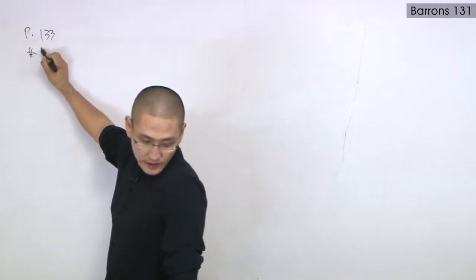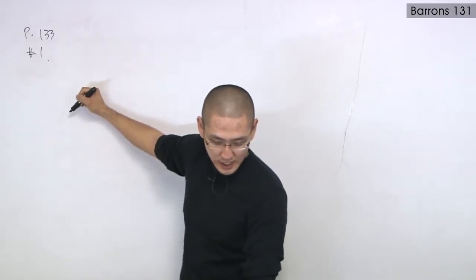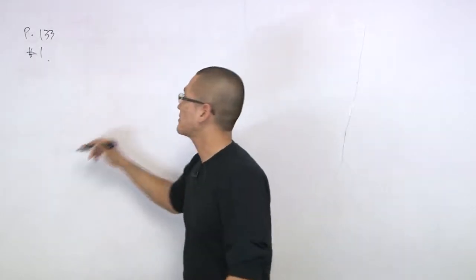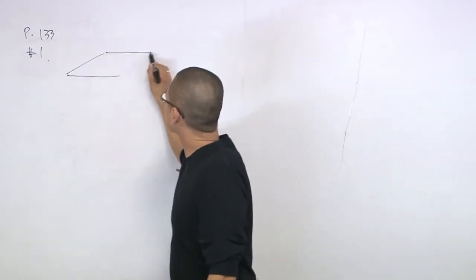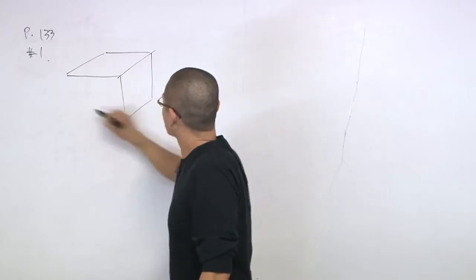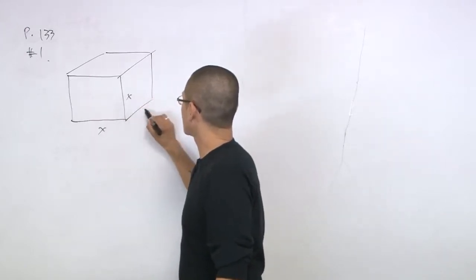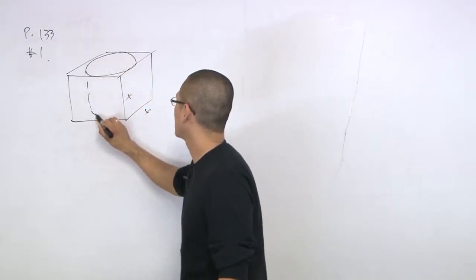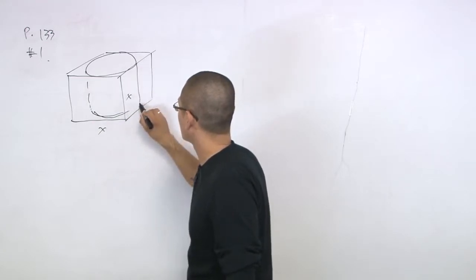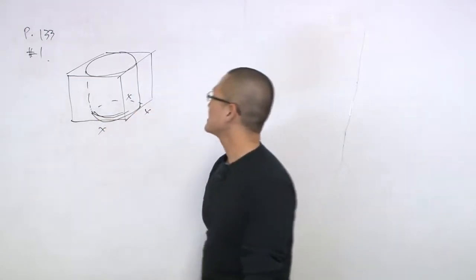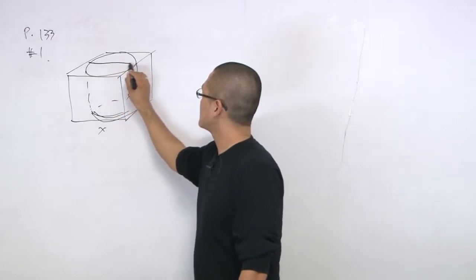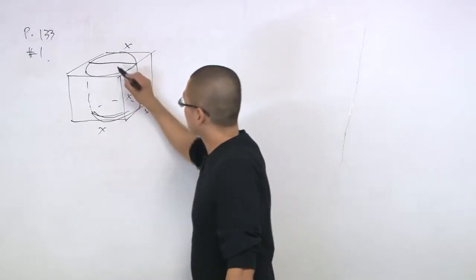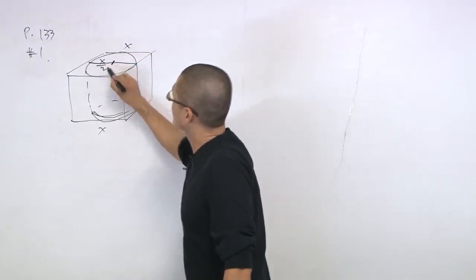Number 1, we're talking about three-dimensional geometry. Okay, so we have a right circular cylinder inscribed in a cube. Cube is all three sides are the same. So we have this kind of picture. Everything is x here: x, x, x. And we have a cylinder that is inscribed that way, with the bottom attached to it as well. Okay, something like that, right? So we realize that the diameter is the same as this side, x, which makes the radius x over 2.